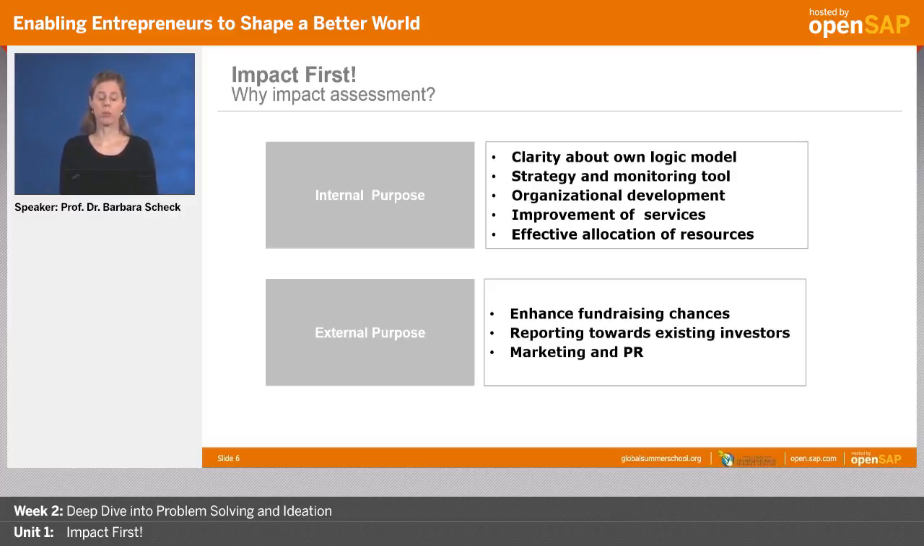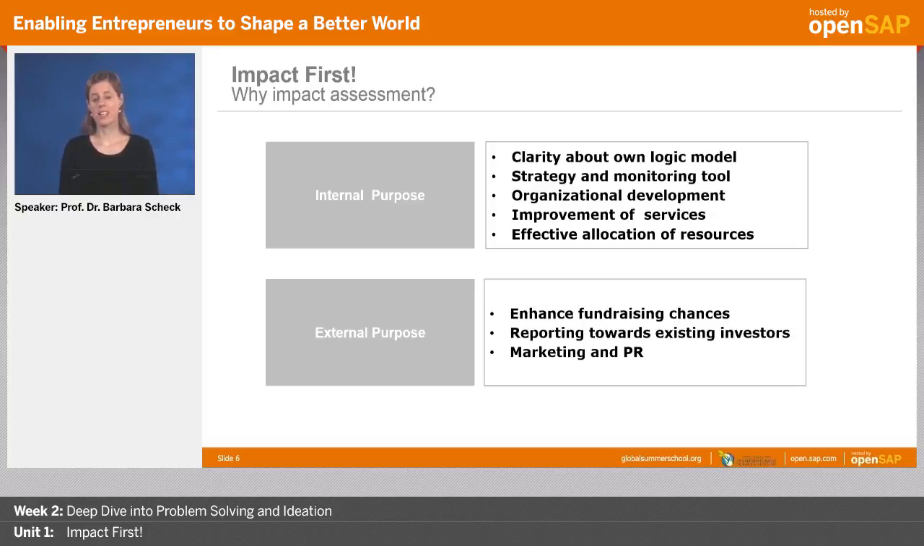From an external perspective, impact assessment can significantly enhance your fundraising chances. It can help you in reporting towards existing investors or donors, and it supports your marketing and public relations efforts.